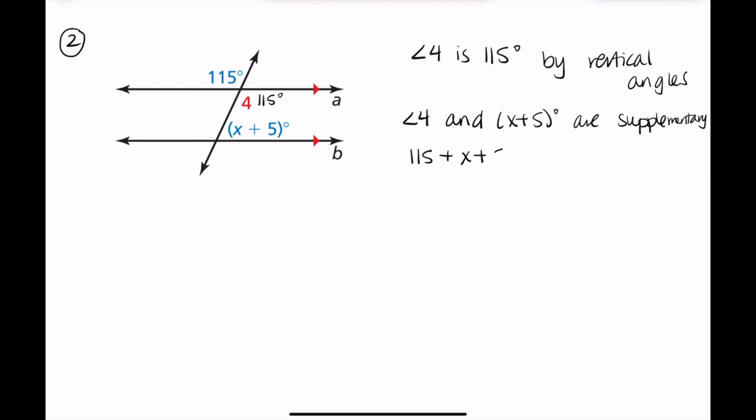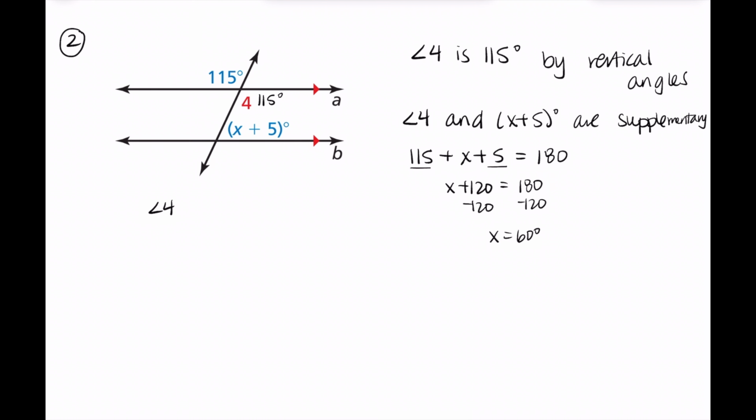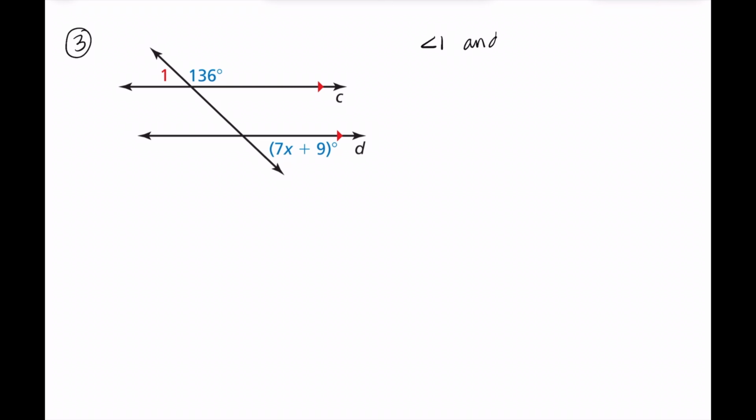We know that angle 4 was 115 degrees. So we'll do 115 degrees plus x plus 5 is going to equal 180 degrees. When we go through here and combine our like terms and solve for x, we end up getting that x is 60 degrees. So our answers for number 2 are that angle 4 is 115 degrees and x is 60 degrees. Now we will move on to our third and final practice question for today's lesson.